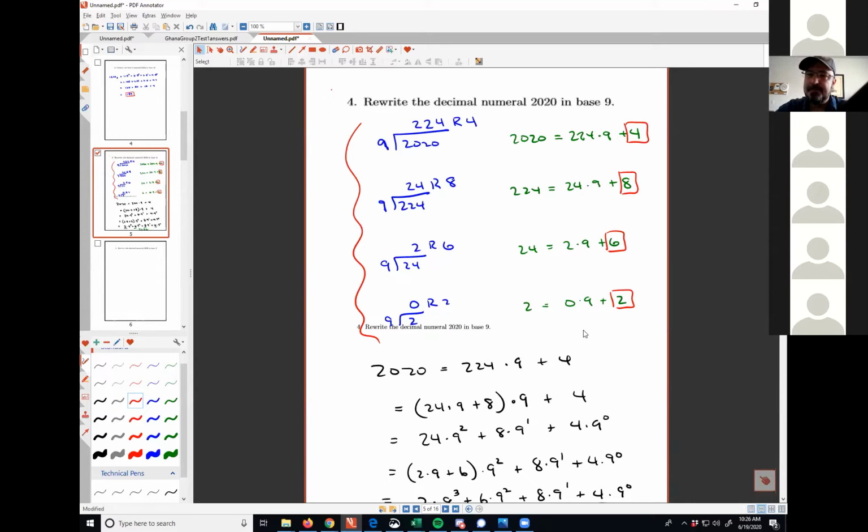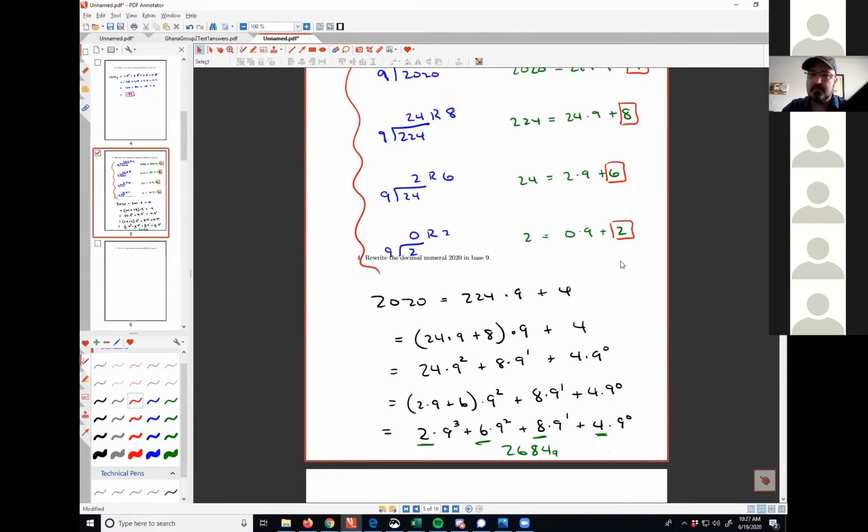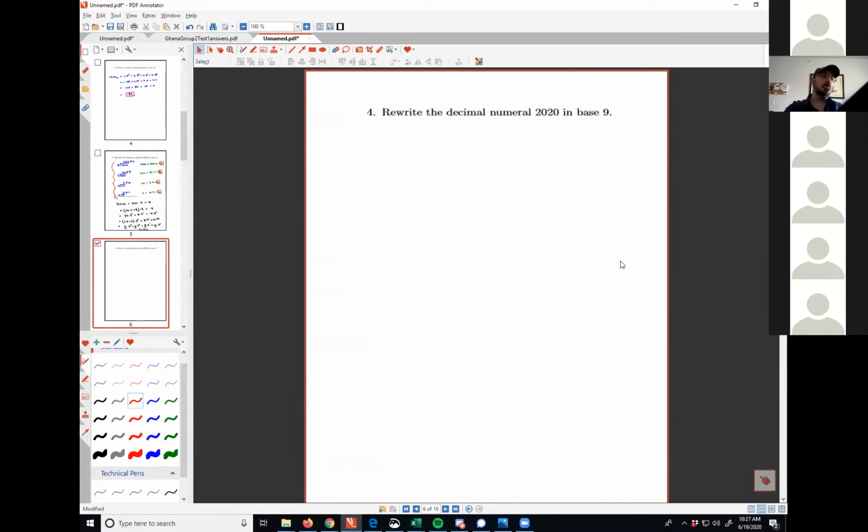Do you want me to do one more example and show what my work would look like alone? Okay. Let's say that we were going to convert 2020 instead of to base 9, let's say it's to base 6. So this is what I would do. And feel free to kind of race me on your own paper using your own method.